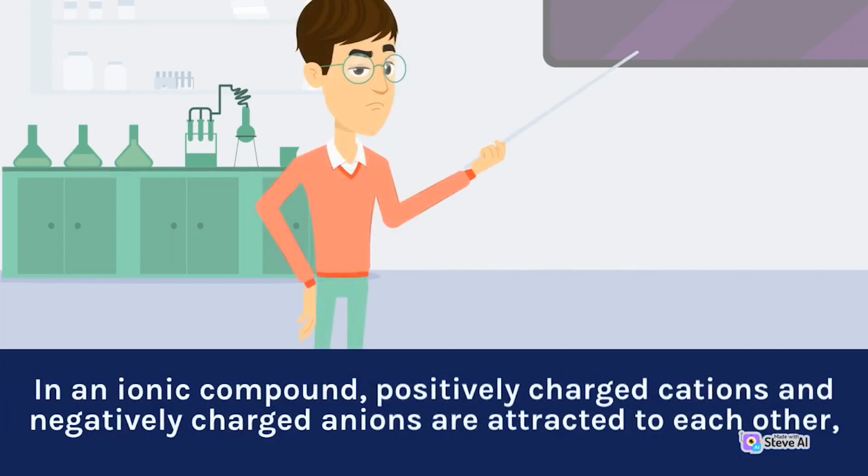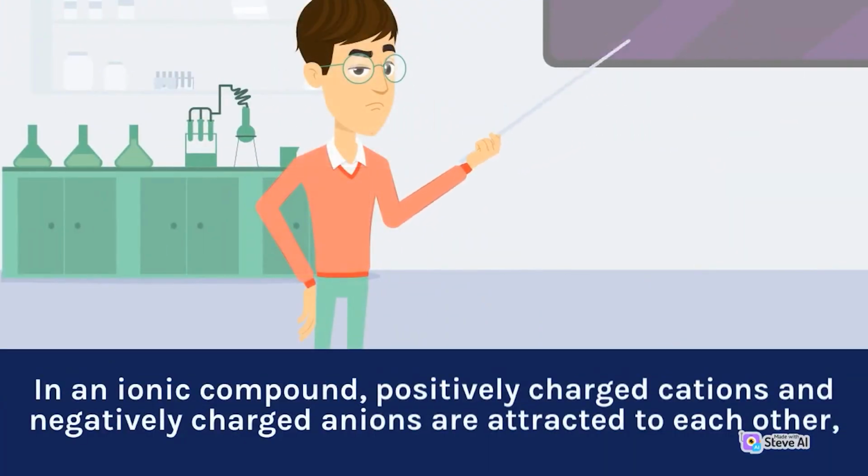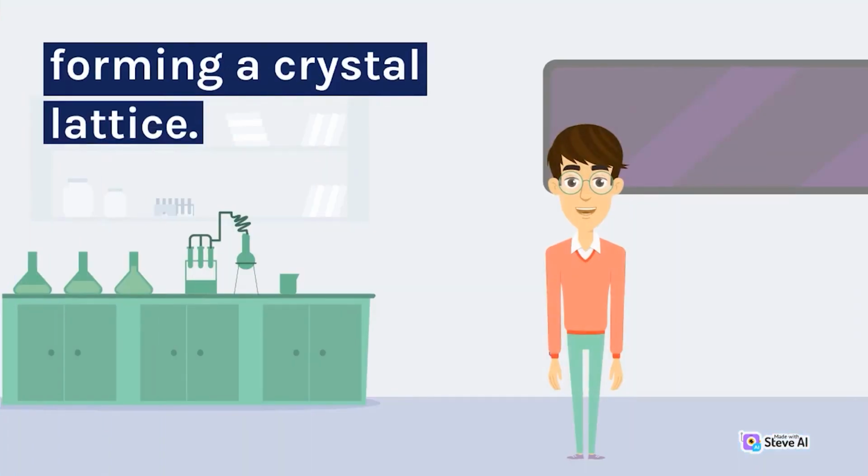In an ionic compound, positively charged cations and negatively charged anions are attracted to each other, forming a crystal lattice.